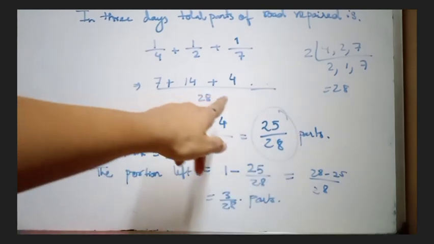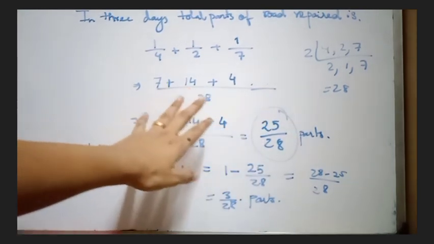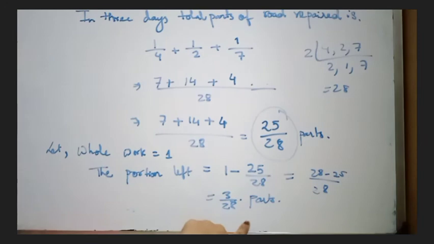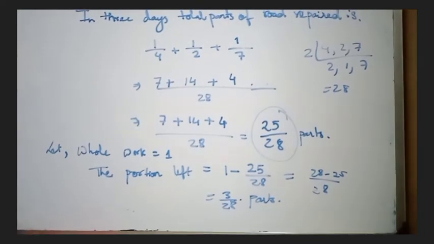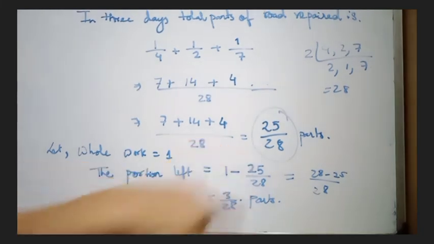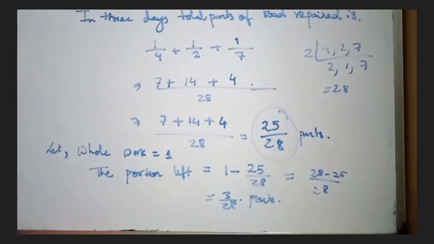The first part is how many parts were repaired in the 3 days. This is the answer. And how many parts are yet to be worked on, that is 3 by 28 parts yet to be worked on. This will be my answer. And we have changed this fraction, because if we do not change it, then this fraction will be an improper fraction, and we cannot subtract an improper fraction from 1.